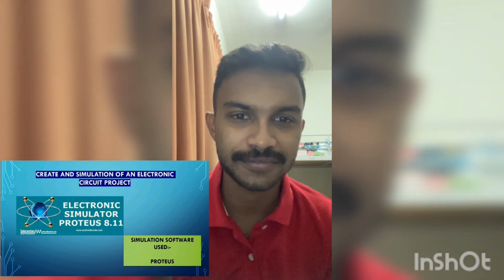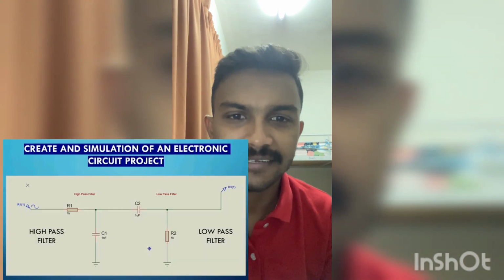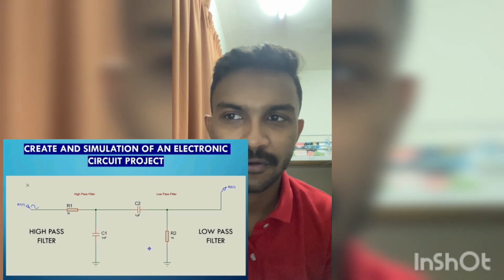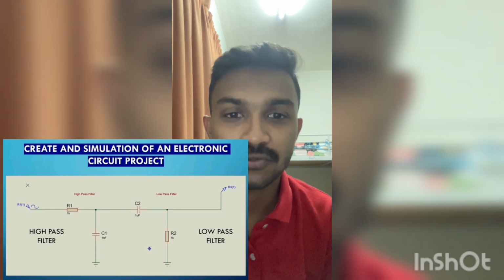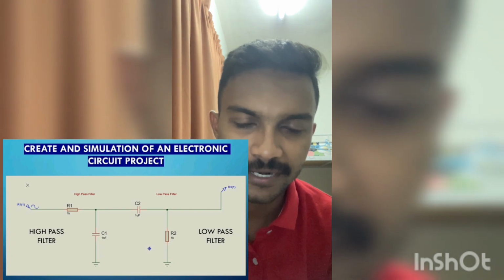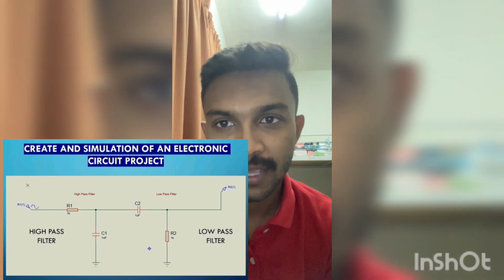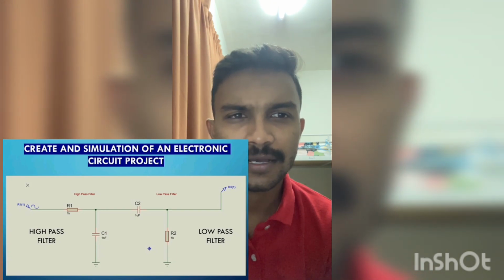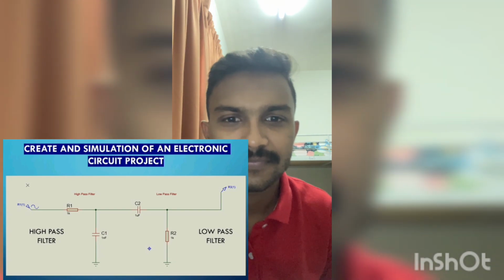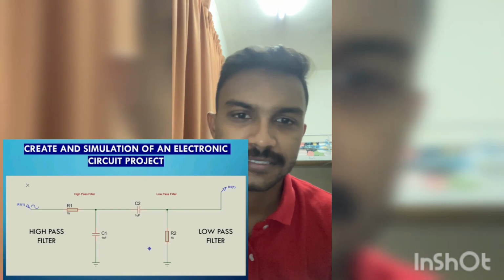So it is Proteus. As in the slide, this is the circuit we have created. It consists of two sections: the first one is the high pass filter and the second one is the low pass filter. I will explain slightly about the functions of these two pass filters, high and low, in the upcoming slide.